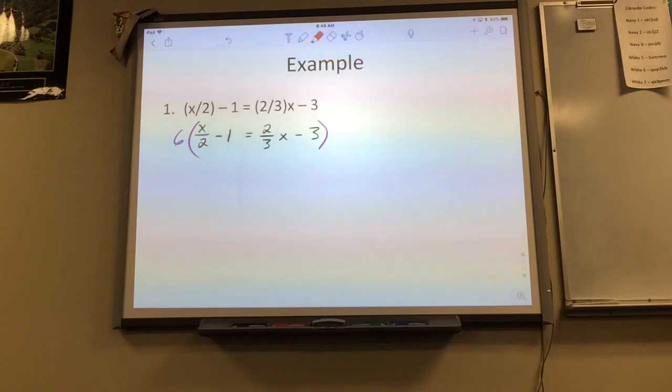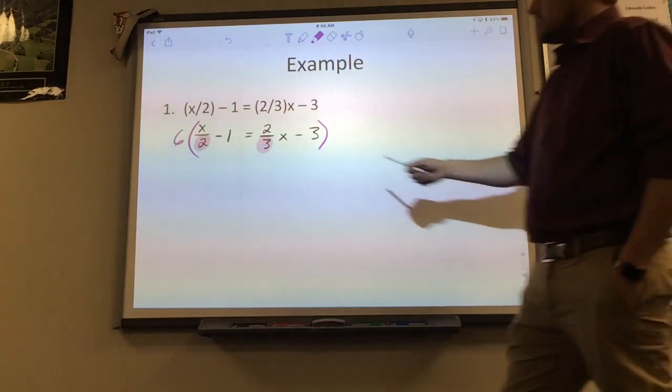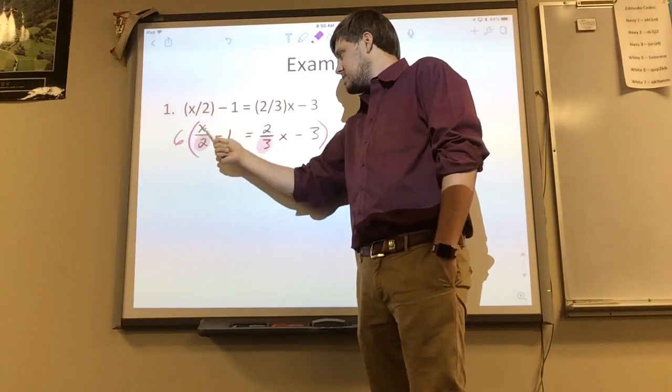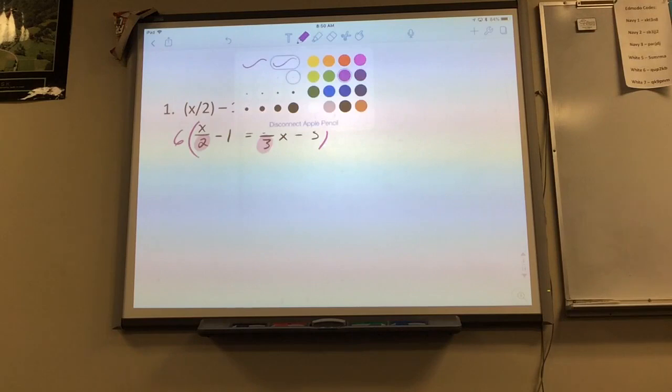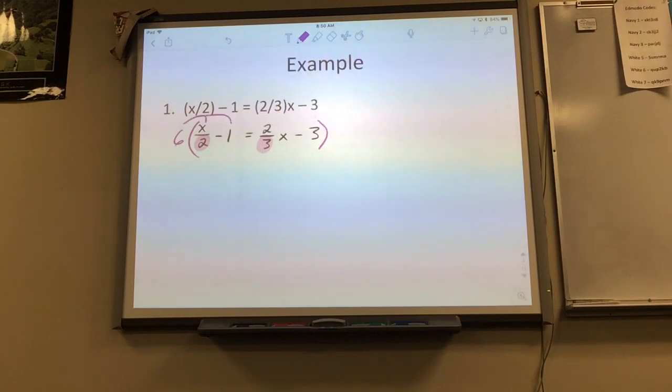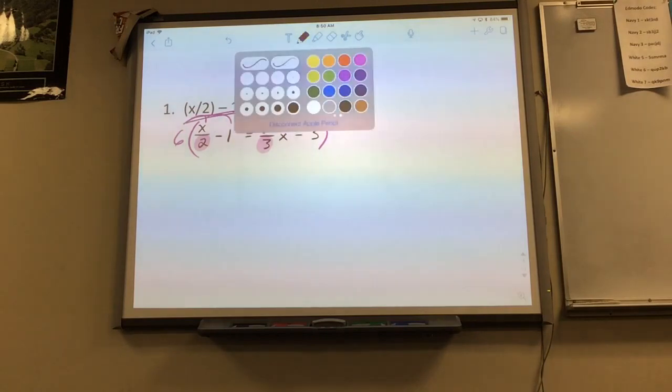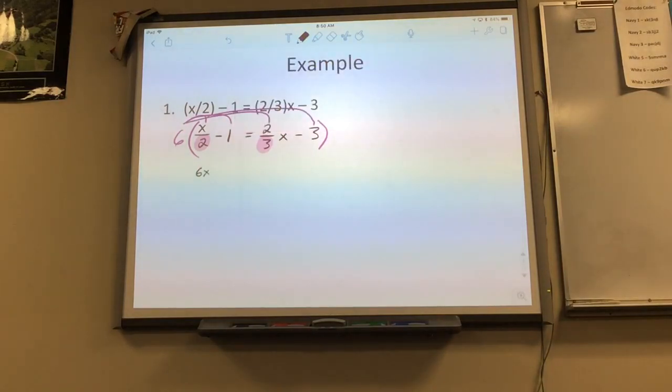The reason we chose 6 is this. Before you start doing that, you do not multiply denominators. You multiply just the top of everything. So we're going to distribute this 6 in. So 6 times x, 6 times negative 1, 6 times 2, and 6 times negative 3. So that's going to be 6x over 2 minus 6 equals 12 over 3x minus 18.